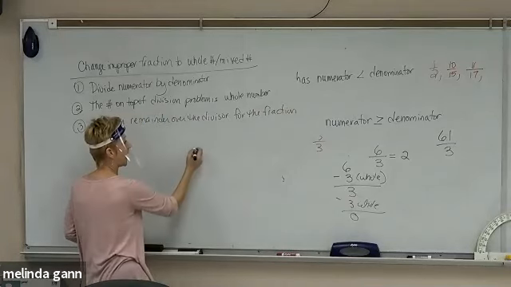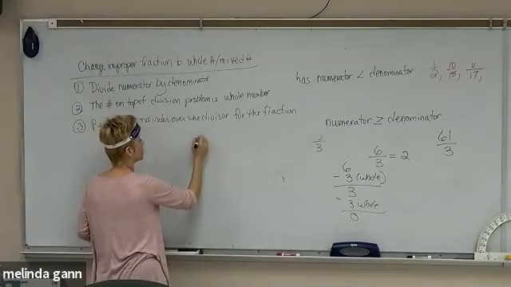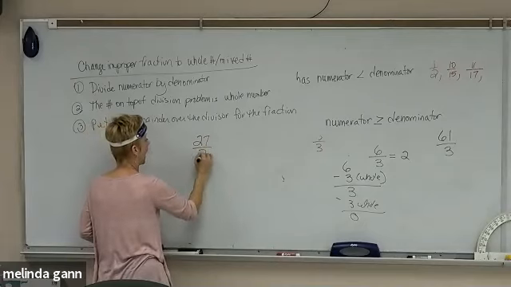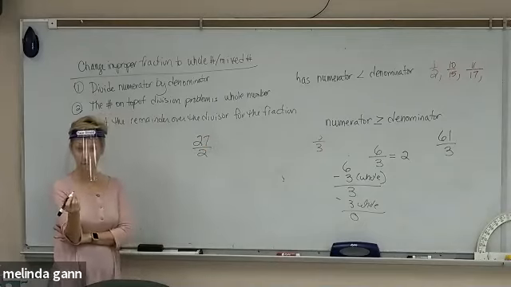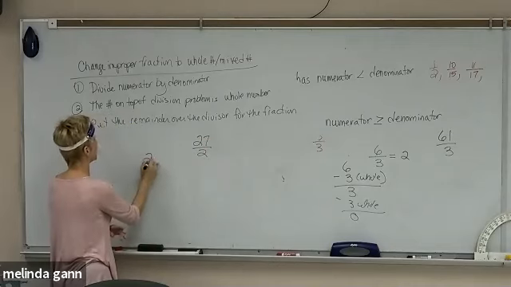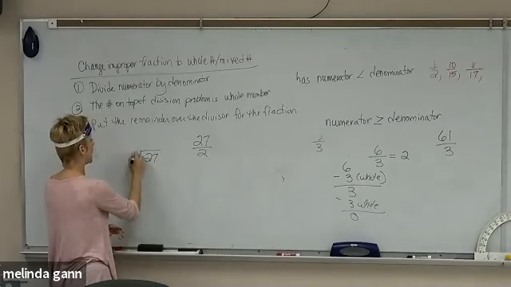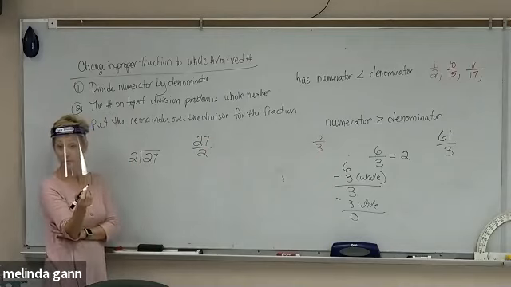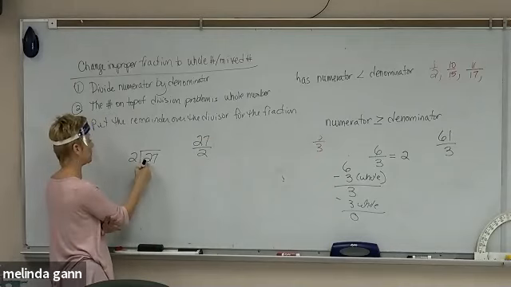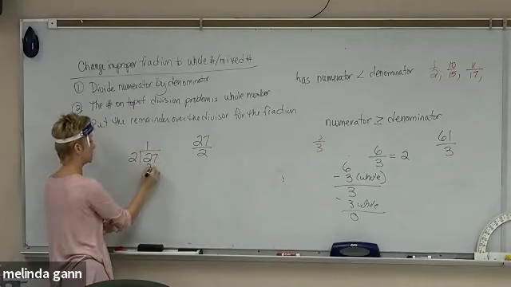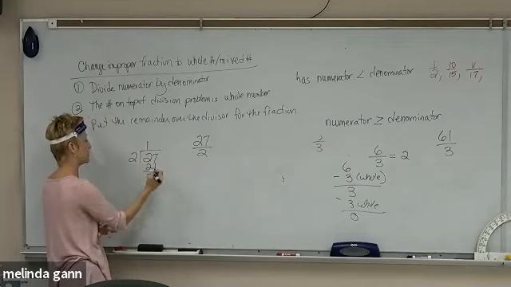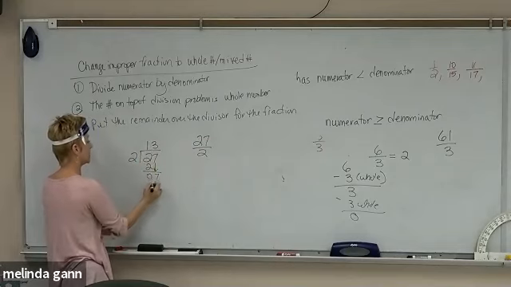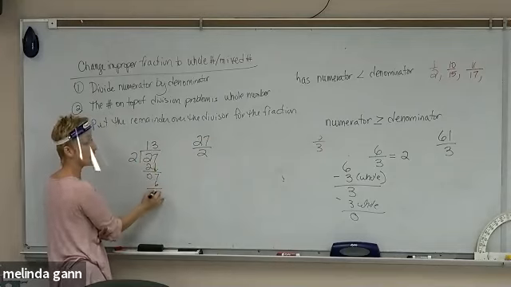We understand if I had something like 27 halves, I'm going to take that numerator and divide by my denominator. How many 2's can I pull out of 2? 1. That's going to leave me nothing. My next number comes down. How many 2's can I pull out of 7? 3. That's going to leave me 6. How many pieces are left over?